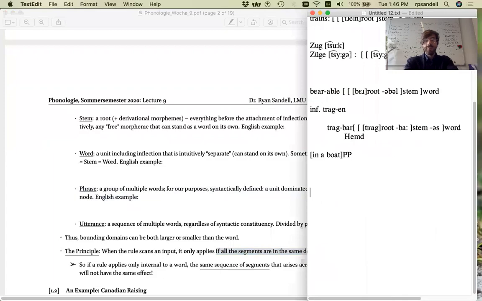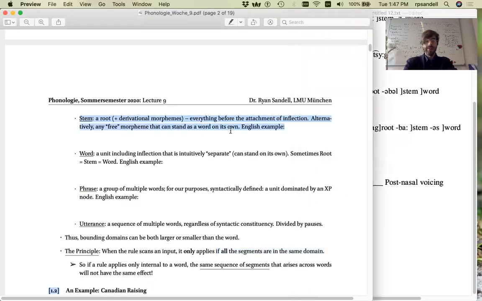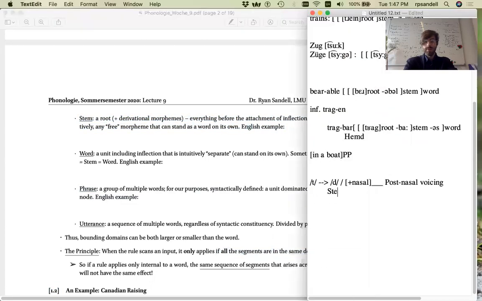So as a simple example, let's imagine that we have a rule that transforms an underlying coronal stop into a voiced coronal stop if it is followed by a nasal segment. So this would be an example of so-called post-nasal voicing. In this case, we restricted it to an alveolar consonant. And when we invent a language here, let's say that this process turns out to be restricted to applying at the level of a stem. So we can mark this as a stem-bounded rule.